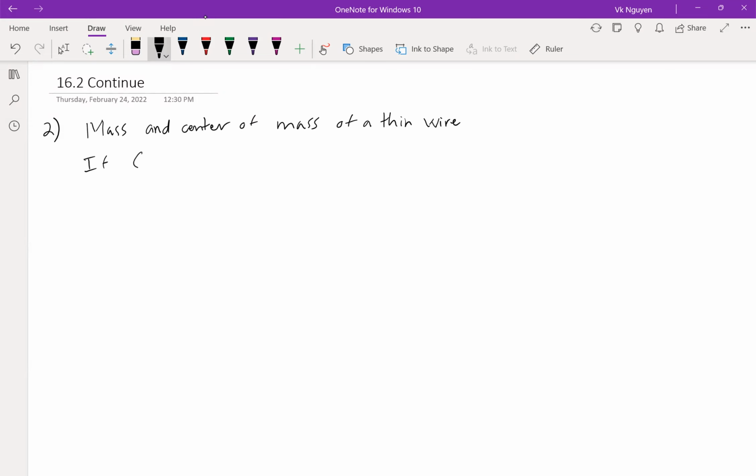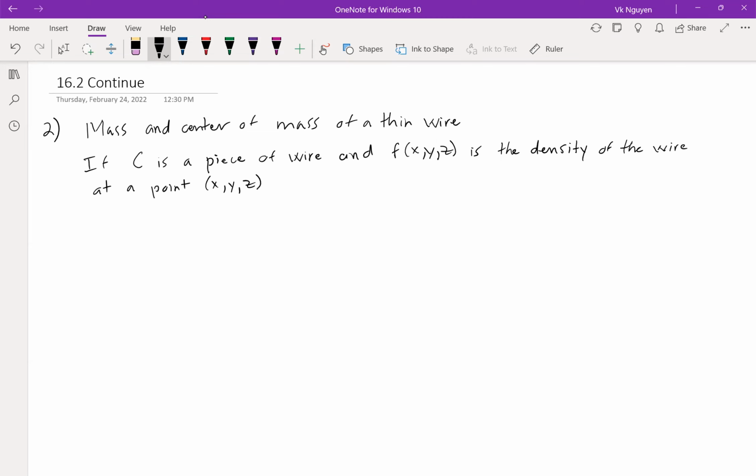If C is the piece of wire, and rho(x, y, z) is the density of the wire at a point (x, y, z). Then, well, we learned from last time that the mass of the wire is an integral. Right? You get the sum of all the smaller masses over the curve C.